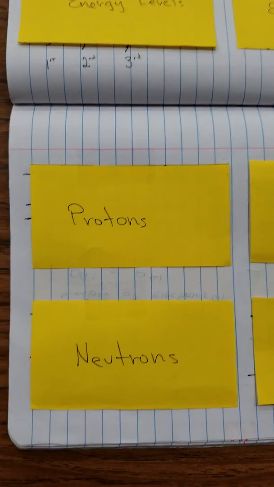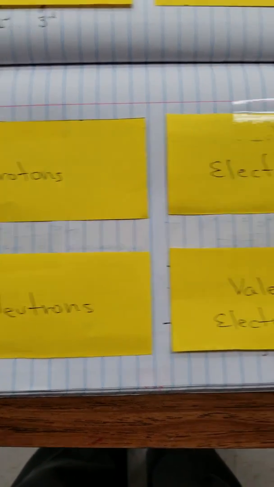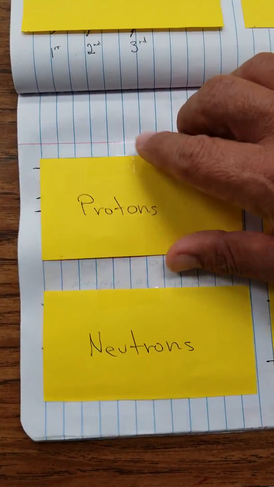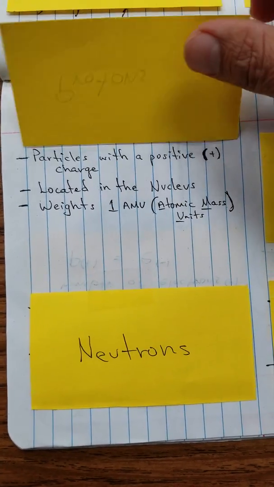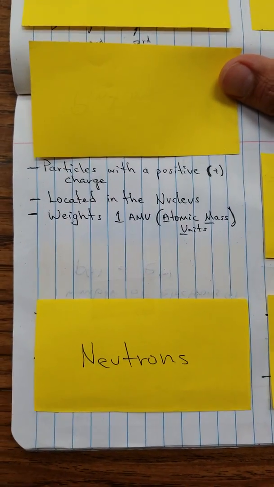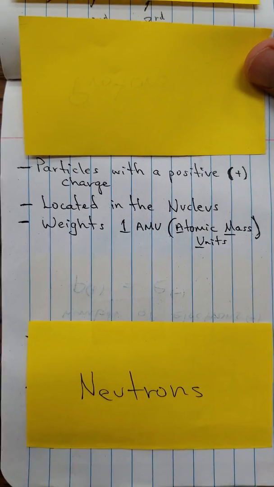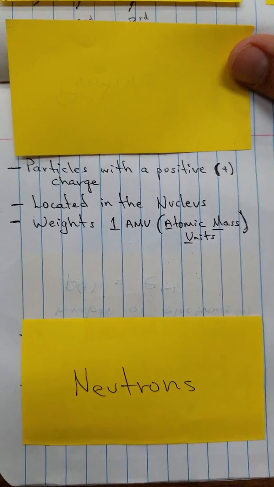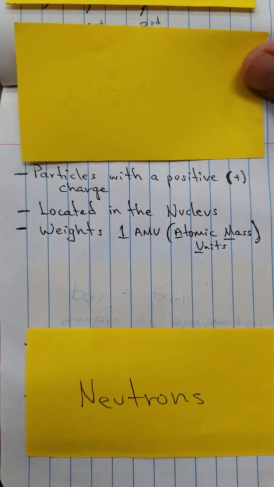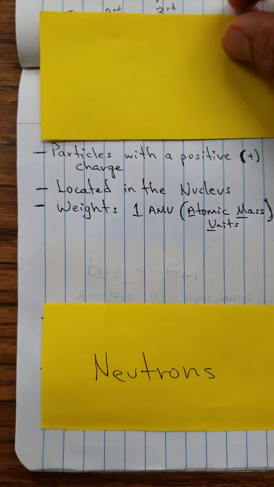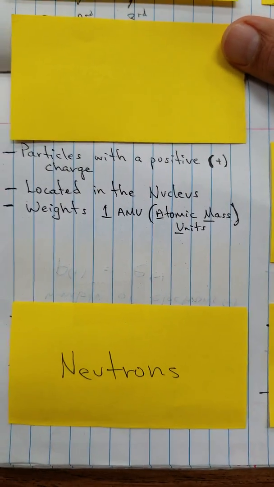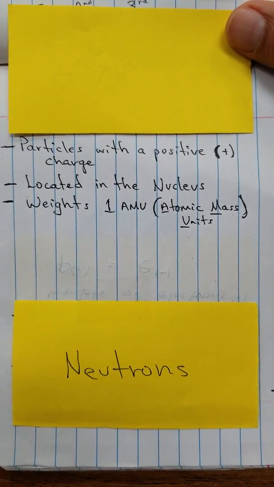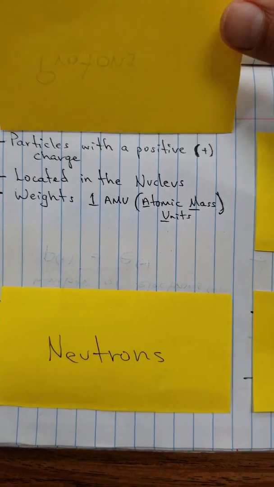This is page 77. On page 77, you're going to have protons, neutrons, electrons, and valence electrons. Starting with protons, these are the ones that are positive in charge. These are the positive particles. They are located inside the nucleus of the atom, and they actually have a relative weight. The weight is 1 AMU. Remember, these particles are super small, so it's just impractical to use numbers in terms of grams or anything else. So we're just going to give them this 1 AMU, atomic mass unit. That is the weight of that.